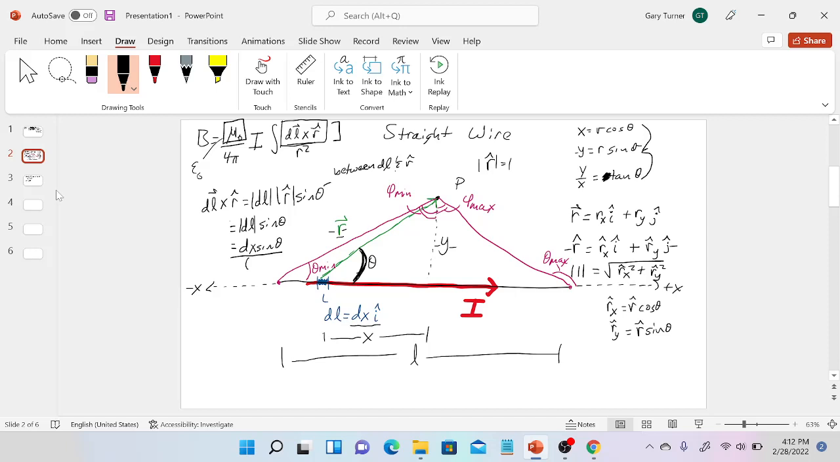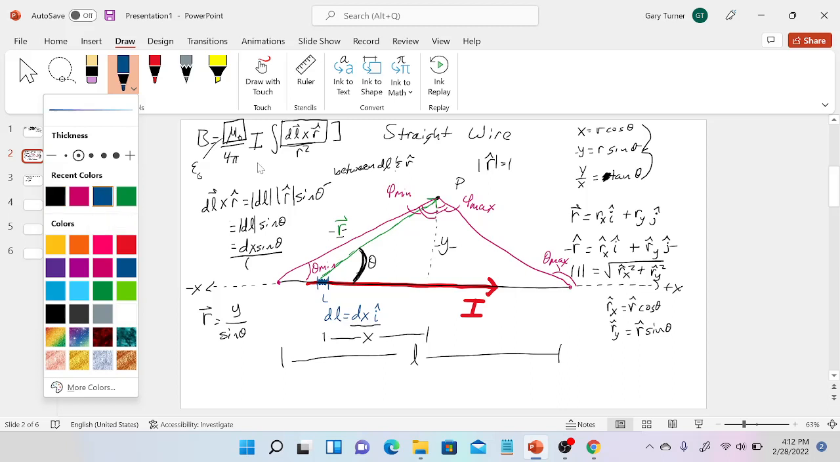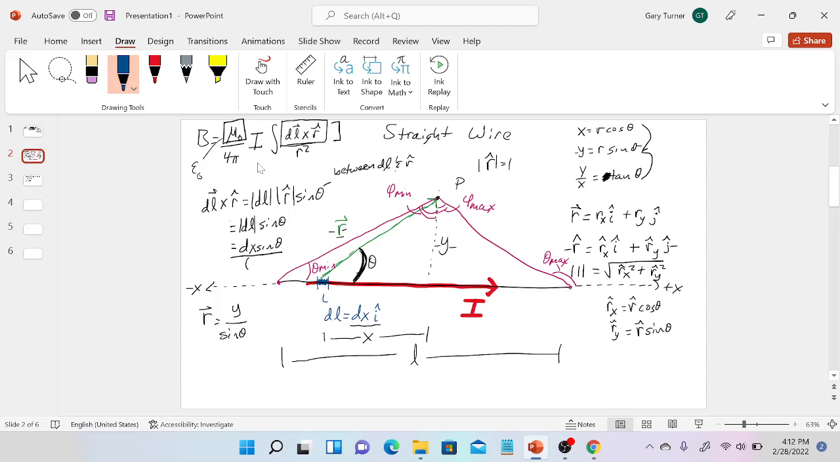So y is going to equal r sine theta, or r is going to equal y over sine theta. And remember, y is a constant. And by the way, we showed that the magnetic field is going to be in the z direction, and in this case, if we define x to the right and positive y upward, then that would be into the board. So my magnetic field is going to be into the screen, okay?